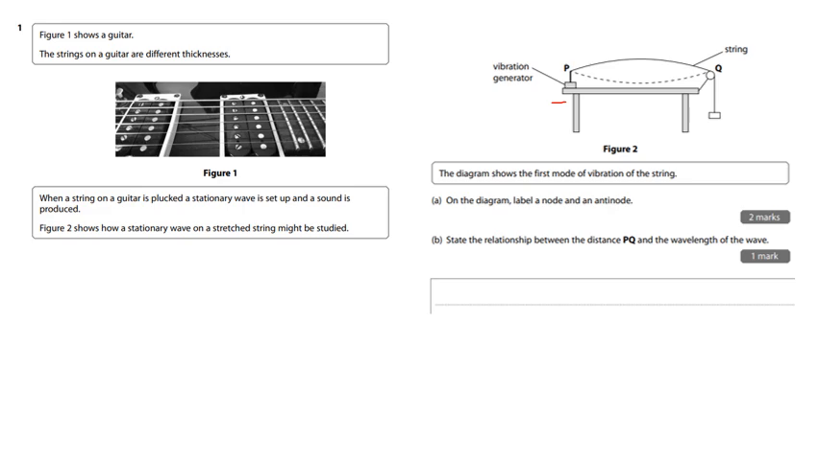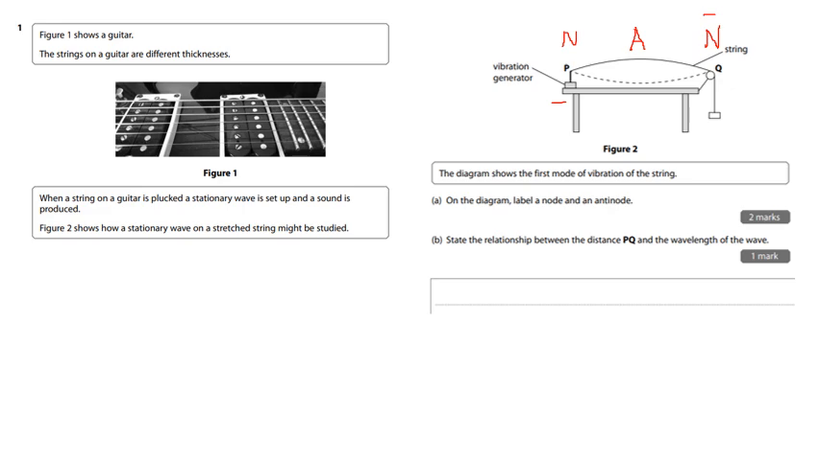The diagram shows the first mode of vibration of the string. Label a node and an antinode. Well, we know that an antinode is where the string is moving lots and lots. That's maximum amplitude there. There's an antinode. And the node is where the string isn't moving at all. So you can have either there or there. A better answer would actually be that one, because it's nowhere near the vibration generator. Anyway, nodes at the ends, antinode in the middle.